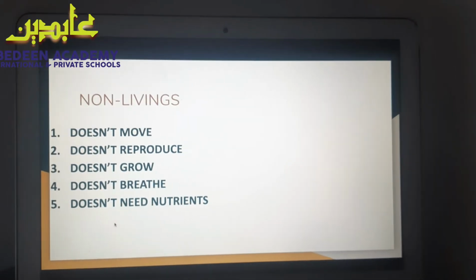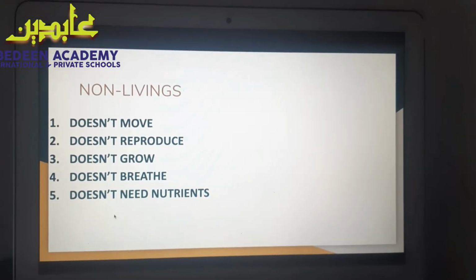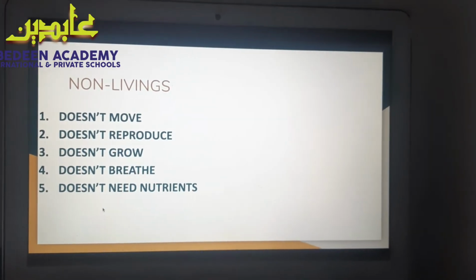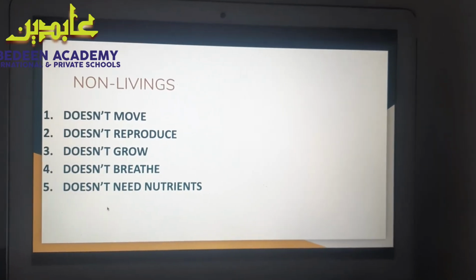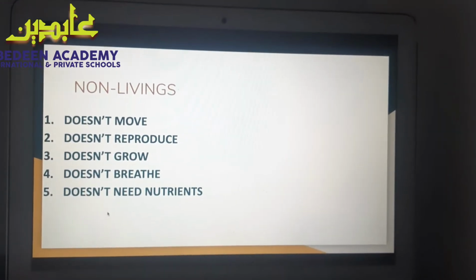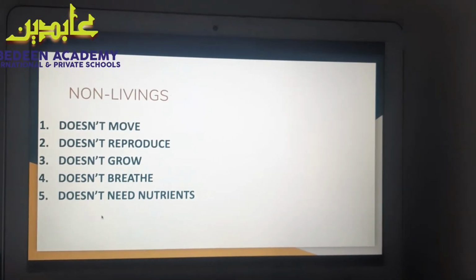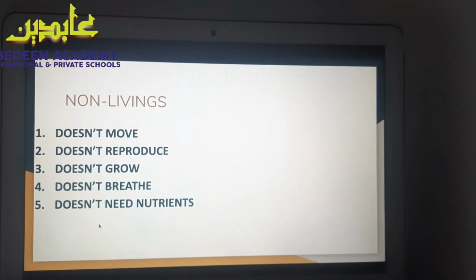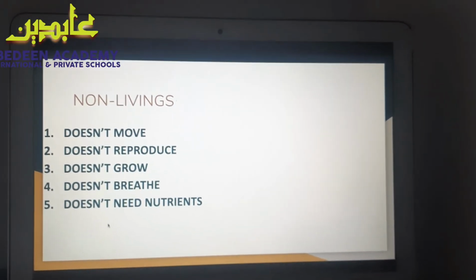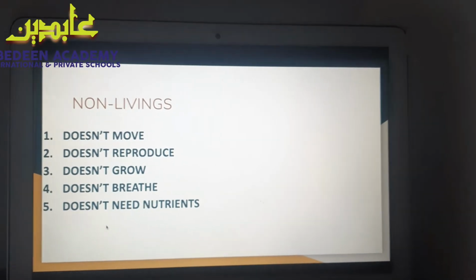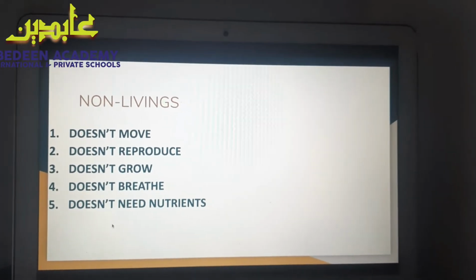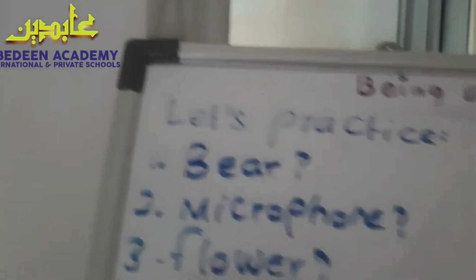Okay, we remember these 5 things. Living things, they move, they reproduce, they grow, they breathe, they need nutrients. But non-living things, they don't move, they don't reproduce, they don't grow, they don't breathe, they don't need nutrients. Very good. All right. So now let's practice.